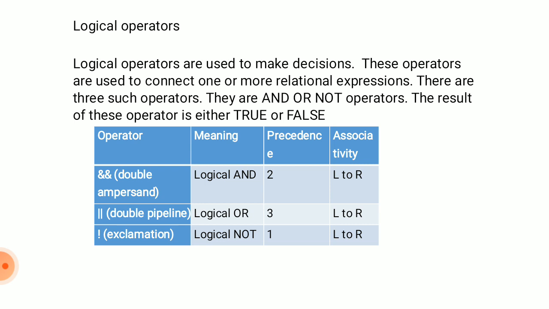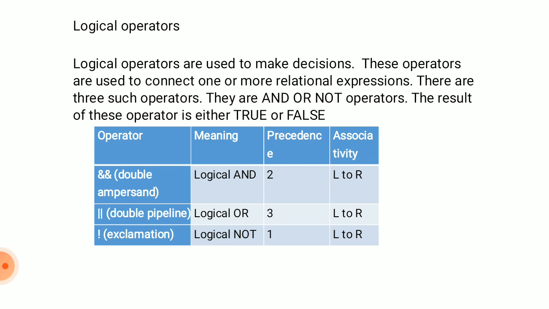The first operator is the double ampersand, that is, the double AND symbol. For AND in a program we write an ampersand. So double ampersand means the logical AND operator, and the precedence is 2. The next operator is the double pipe, the logical OR operator, and the precedence is 3. And the exclamation operator, that is the NOT symbol, is the logical NOT operator, and the precedence is 1.